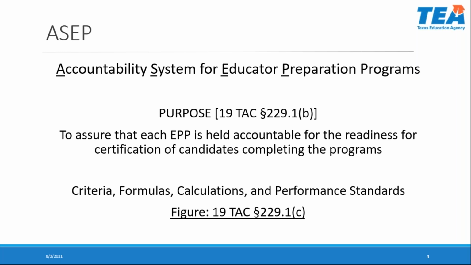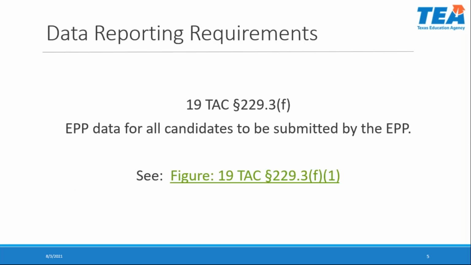The Figure 19 TAC 229.1c contains information about data calculations used to determine EPP accreditation status and the performance standards that EPPs are expected to meet. The Figure 19 TAC 229.3F1 contains additional information about data that is required to be collected from EPPs.